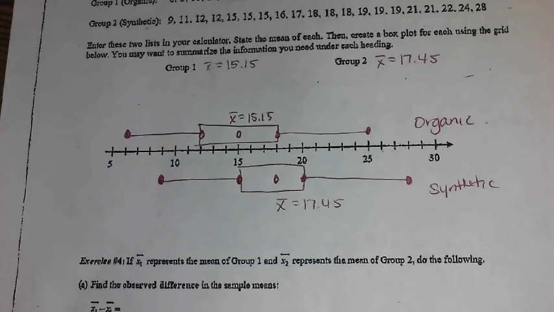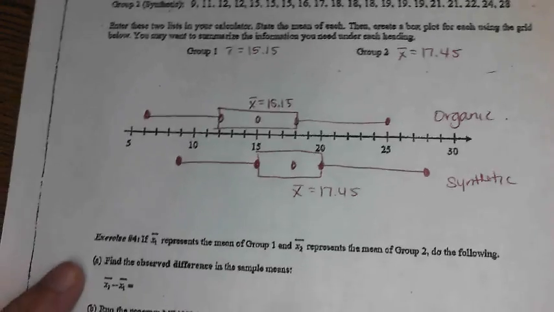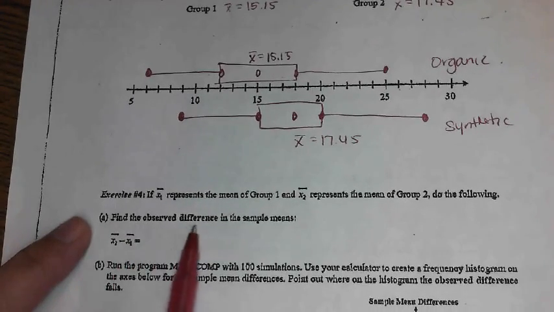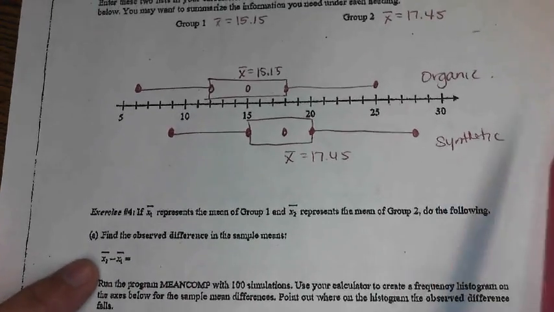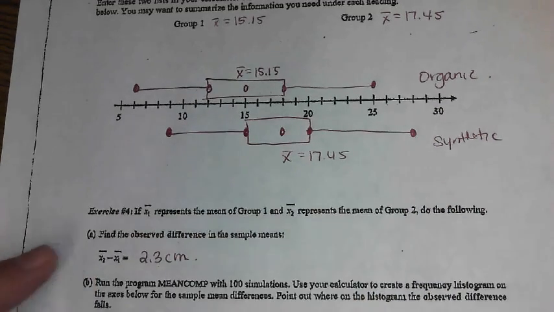Okay, here we are. Preliminary results. Which group, Kaylee M, does it appear did better? The second group. By 2.3, right? The difference between them. And down at the bottom, they want find the observed difference in the sample means. So the observed difference was 2.3 centimeters. The synthetic nutrients did better by nutrient-fed plants.